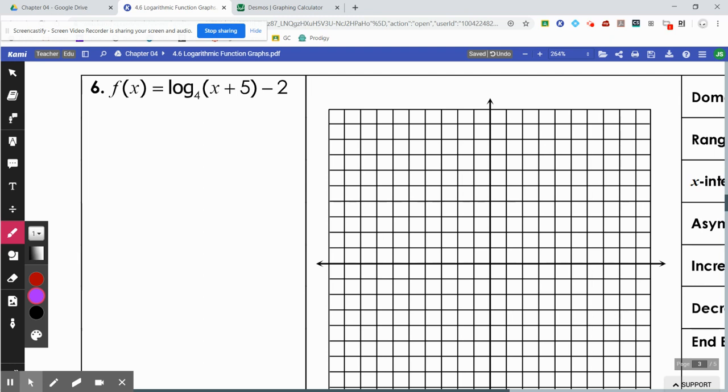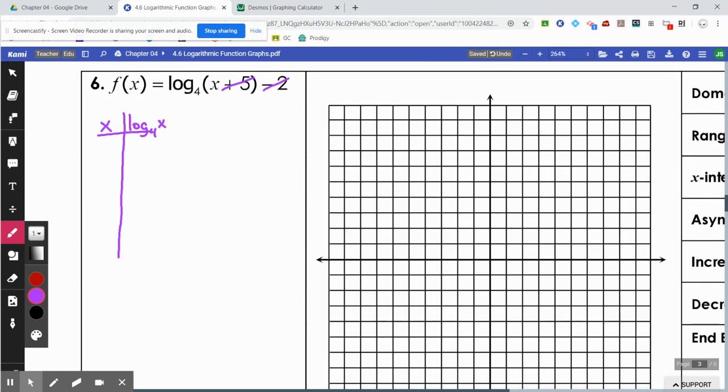Now, let's graph this one a little bit differently. Let's actually use some transformations to graph this. Let's forget about the 2 transformations here because they're simple, basic transformations, and let me do a table. Let's plug in some x values and actually just graph log base 4 of x.